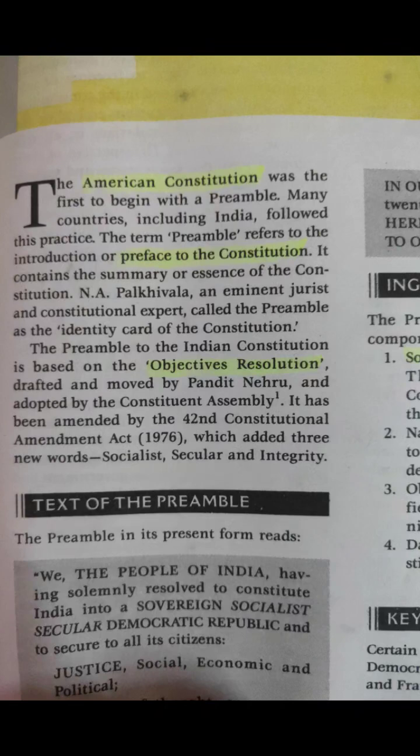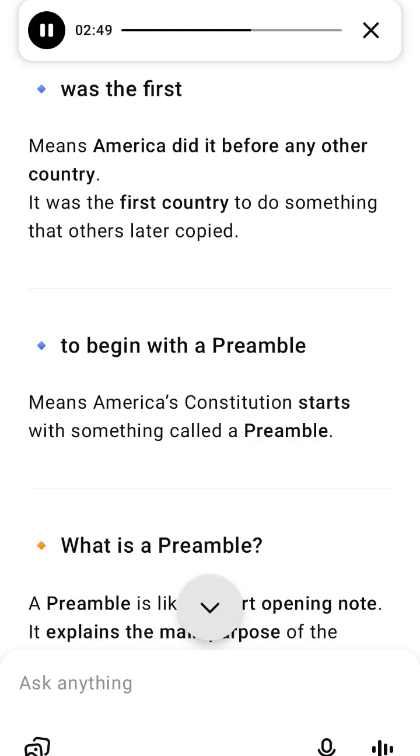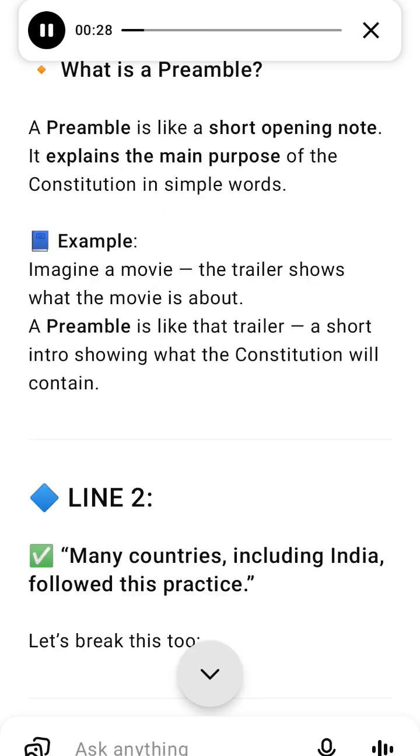Sure. Here is a great, deep, and detailed summary of the full explanation in the simplest possible language so you understand everything like a beginner or a child would. This summary has all the important points, with full clarity. Detailed, simple summary: The Preamble of the Indian Constitution.